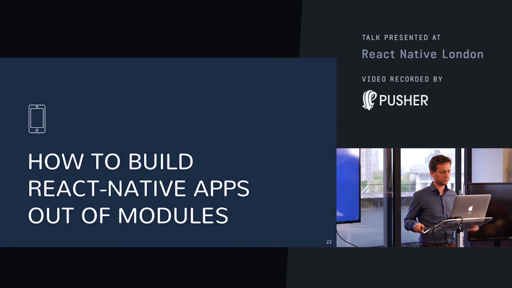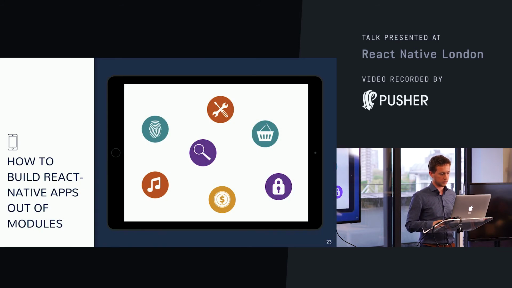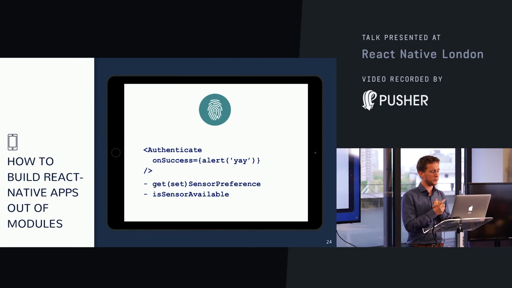So I put together a quick demo of how to apply those rules on a React Native application. So actually, I don't need those slides. What I'm going to present is a quick demo where you can authenticate a user using your fingerprint scanner. That module provides a public API with a component called authenticate, and three methods: two to get and set the sensor preference, and one to know if the sensor is available or not.